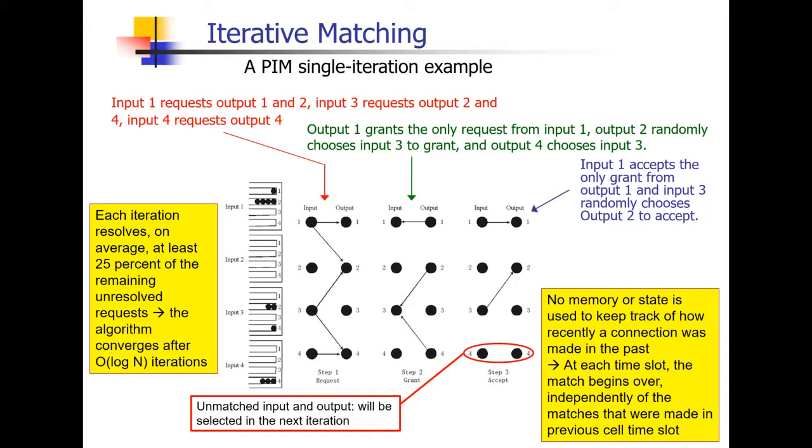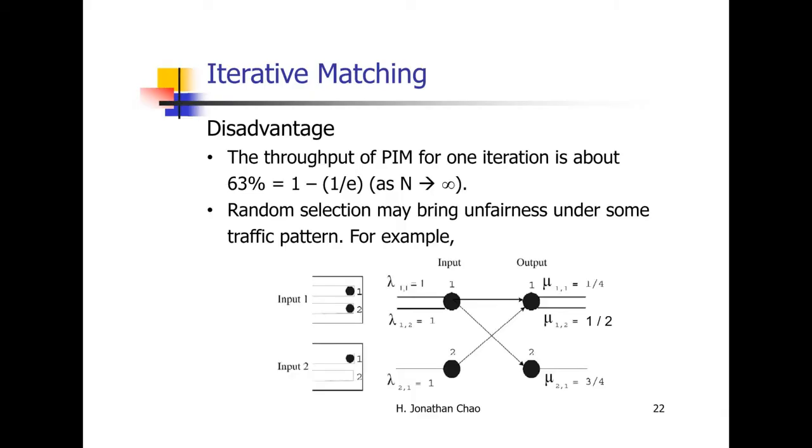This is not the same for other algorithms that are more sophisticated. What is the advantage of this kind of algorithm? In one iteration, the throughput is very low. On average, it is about 63%. And also the random selection may behave in an unfair way for some traffic patterns. This is unexpected, but it's like that.